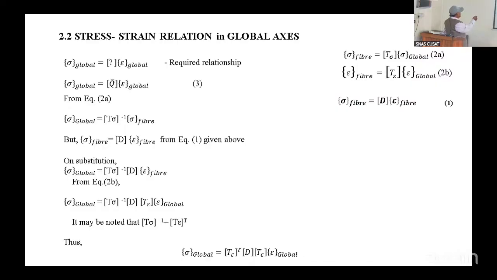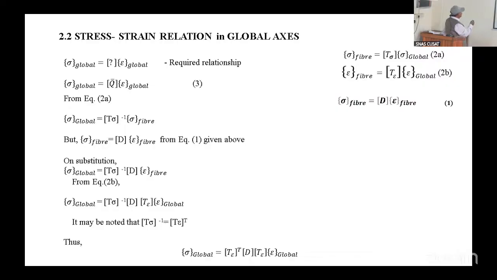So in the earlier slides we used the word D. Instead of D we put Q, and Q bar refers to the summation of all layers. There are a number of layers, so Q bar will come like that. That we will see. So sigma fiber is this relation, epsilon fiber is this relation.